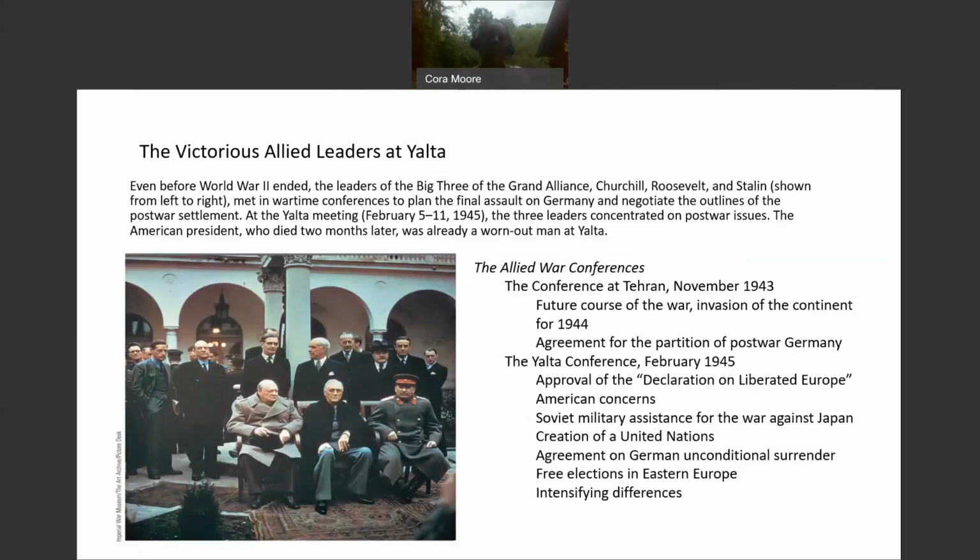So at the end of World War II, just like with World War I, we start to see the leaders get together and they have these different conferences. And more so with World War II, these conferences are extremely important because they really do set the stage for the Cold War era, which is what we start getting into.